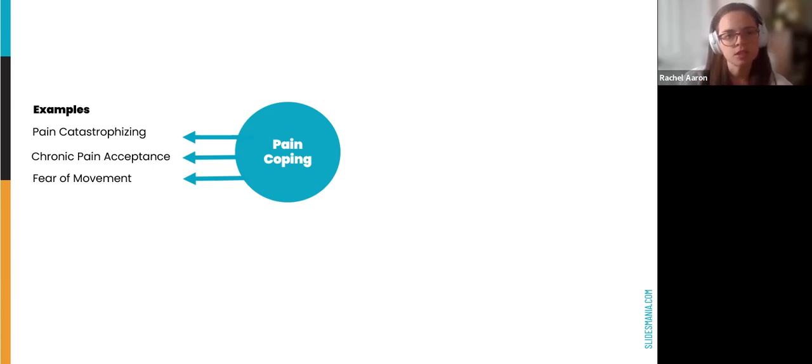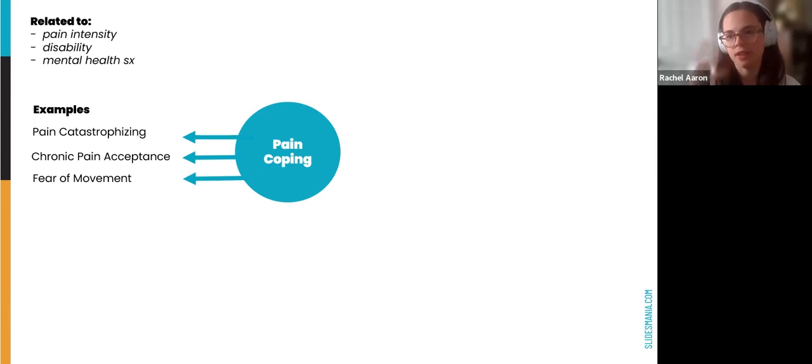Kind of on the other end of the spectrum, we have chronic pain acceptance, which is the process of accepting that pain is something in your life, in your body, and the act of going on with your usual activities despite that pain. And again, if you work with people with pain, you also see this end of the spectrum. Another one is fear of movement. So some people respond to the distress of pain by avoiding movement for fear that pain's going to get worse, that they won't be able to tolerate it. So this is another way that people cope with pain.